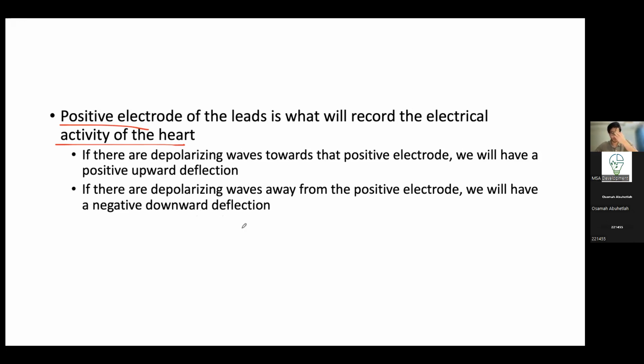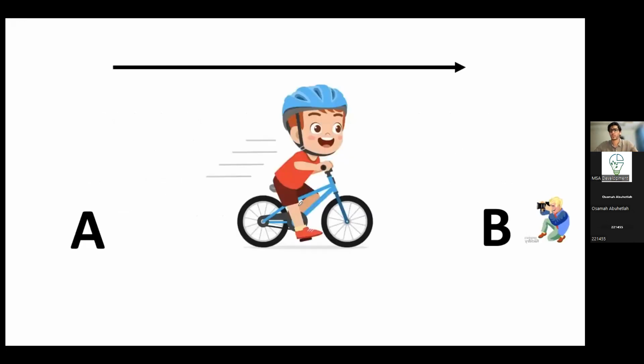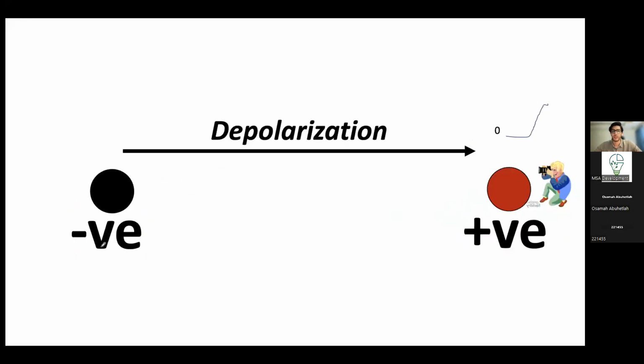So let's illustrate this. We go back to our example right here. Let's say that we have a child who's cycling from point A to point B. Let's replace these points and the child with something more practical: we have a negative electrode here, a positive electrode here, and then there's a wave of depolarization here.